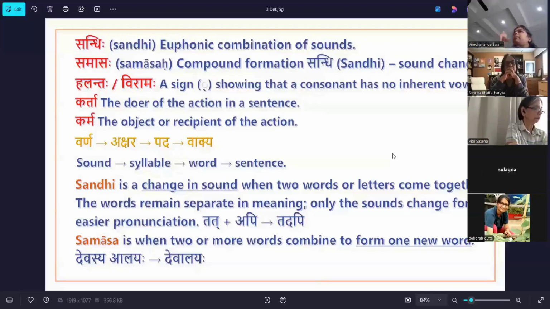So, Rama Gramam Gacchati, Gramam Rama Gacchati. They are both the same, and both are correct, because the word itself tells you that Rama is going to the village, or the village is going to Rama.